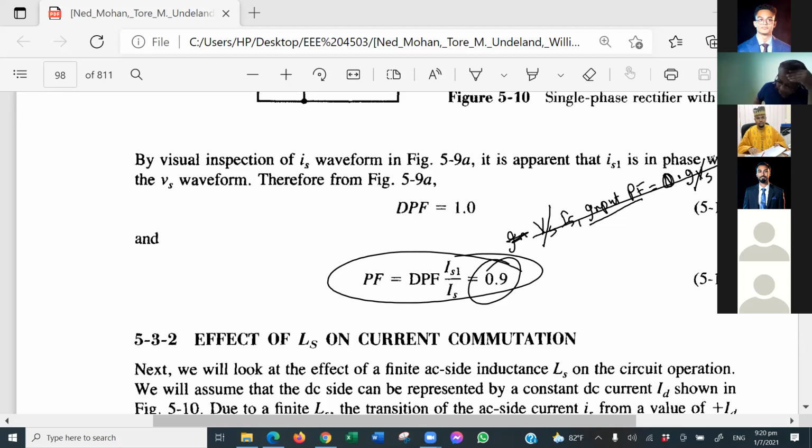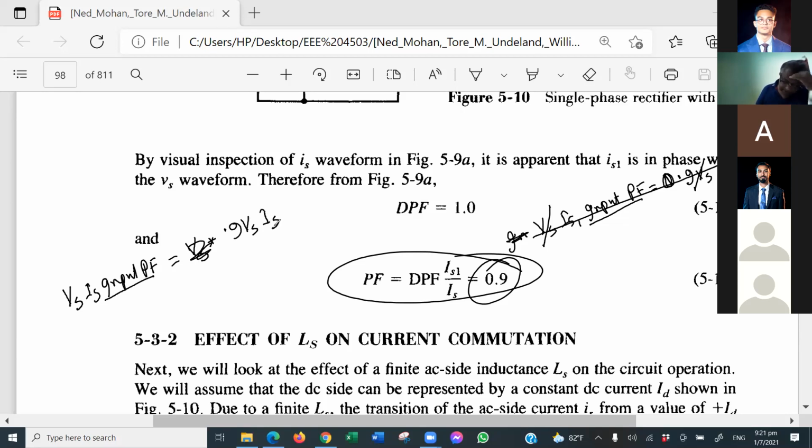Displacement power factor. Sir, can we get the ratio of IS1 and IS from the THD, I guess? No, but that has not come from here. Yes, IS input. What do they have to do with this? Okay, and then it will be yes. So, 0.9, yes.